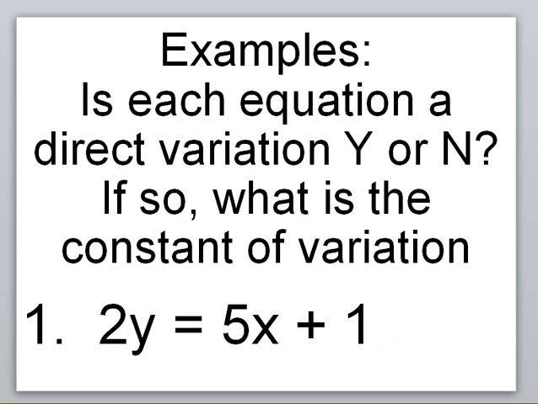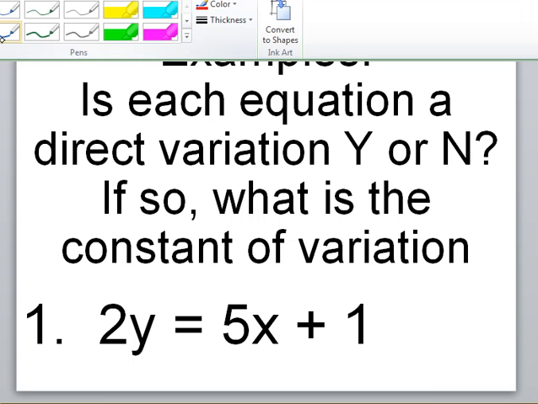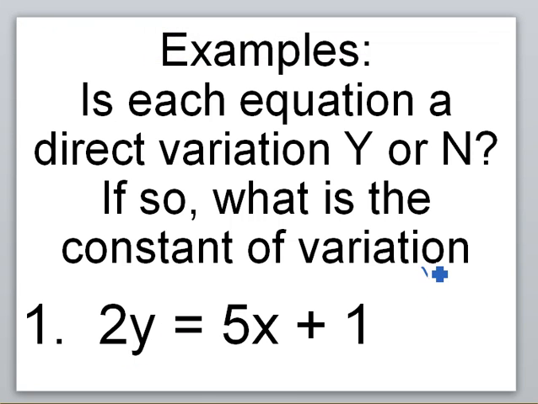So we're going to just answer this question. Is each equation a direct variation, yes or no? If so, what's the constant of variation? So what we're going to do is solve for y. We're going to see if we can get it in that form, y equals k times x. So in this one, I would divide by 2 everywhere to get y by itself.